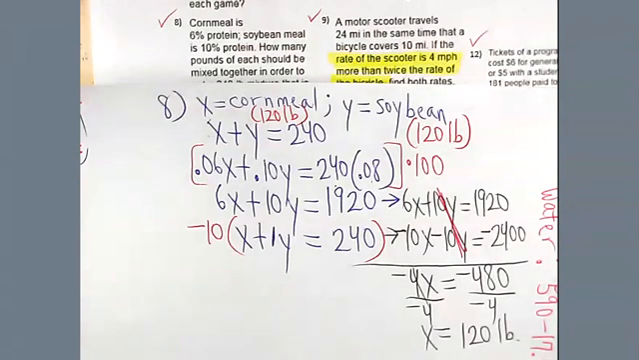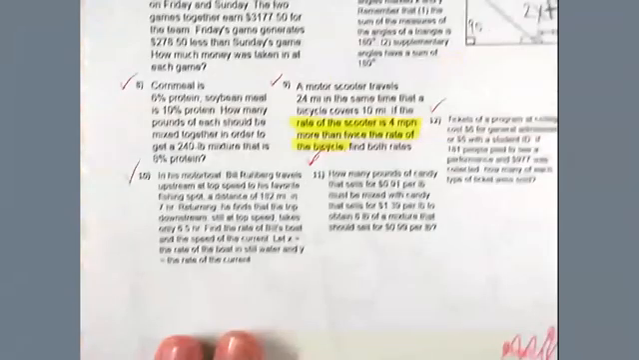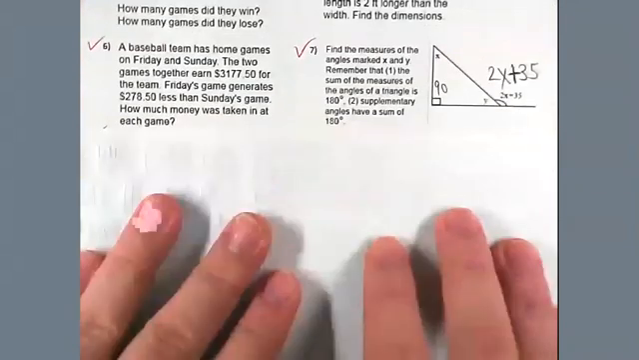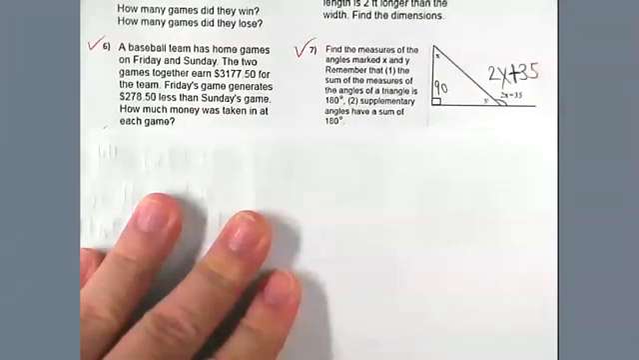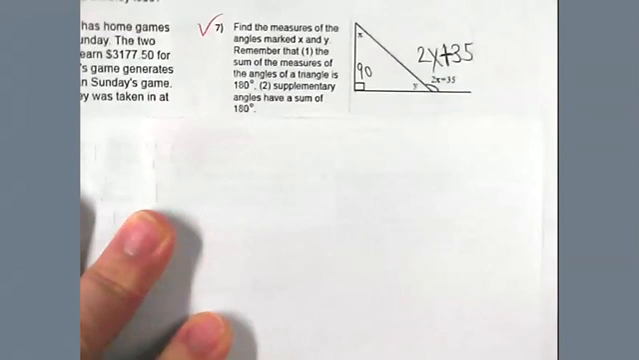Again, any questions, y'all, about number 8? Let's go back up to number 7, another geometry problem. Question 7, find the measures of the angles marked x and y.